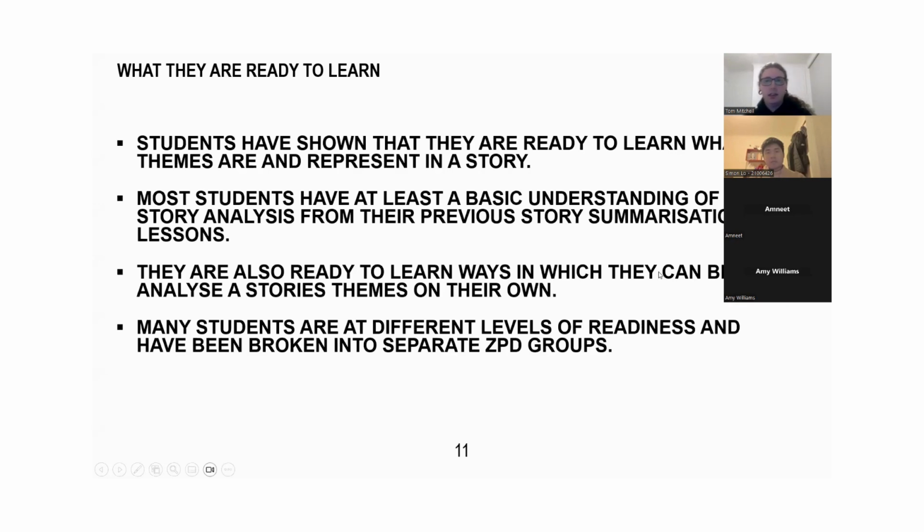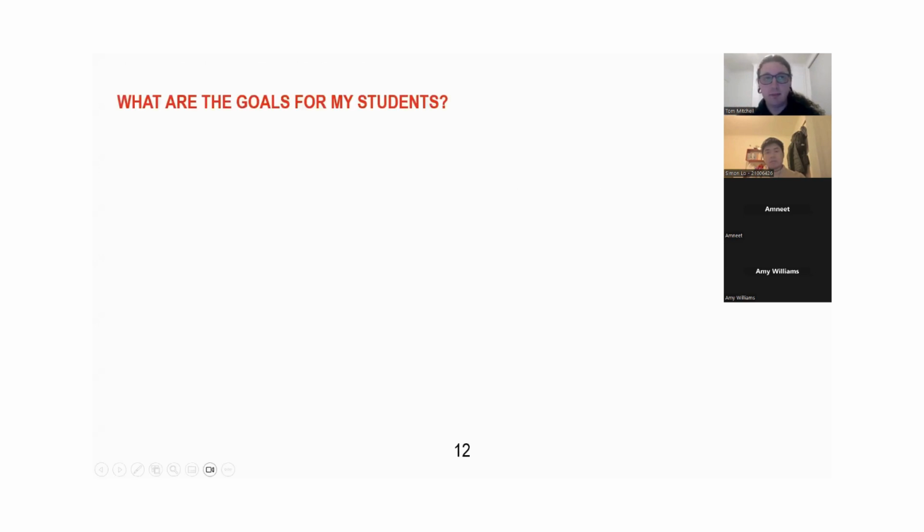They have shown they're ready to learn what themes are and represent in a story. Most students at least have a basic understanding of story analysis from the previous summarization skills, which will make it easier to model their learning onto this. They are also ready to learn the ways in which they can better analyze stories on their own. And many students have different levels of readiness and have been broken into the separate ZPD groups.